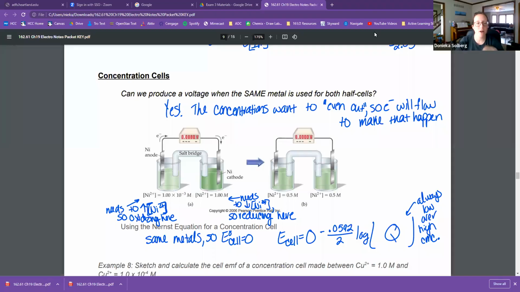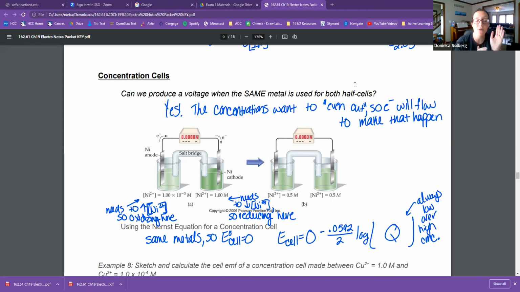Okay, so we were just talking about NERDs, and we're going to keep using that when we talk about what are called concentrations. All right, so my guiding question here is, can we produce a voltage when the same metal is used for both half cells? Like if I had copper and copper, or nickel and nickel, like I'm going to show in this example, and the answer is yes.